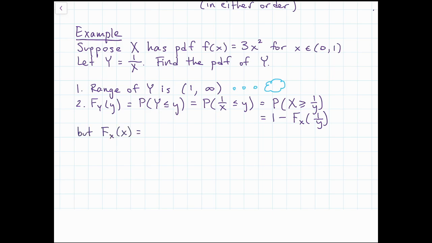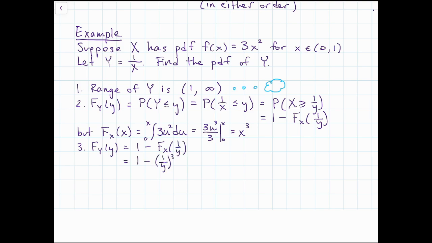Okay, but we know that the CDF of x we could get by integrating from 0 up to x of the PDF at u du. And that's going to give us 3u cubed over 3 evaluated at 0 and x, which is x cubed. So now we can do step 3. We can sub in. We'll look at 1 minus 1 over y cubed, just subbing in 1 over y into the CDF of x. And then we can differentiate to get our PDF by taking negative and then minus 3 times 1 over y to the 4, which is 3 over y to the 4 for all values of y greater than 1.